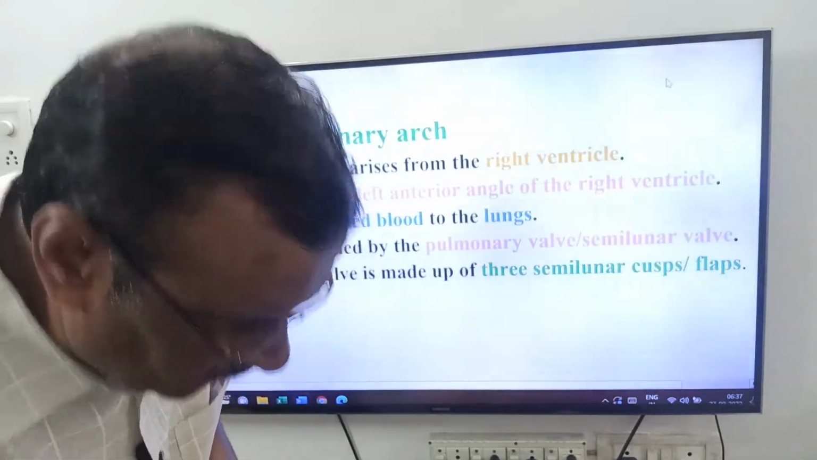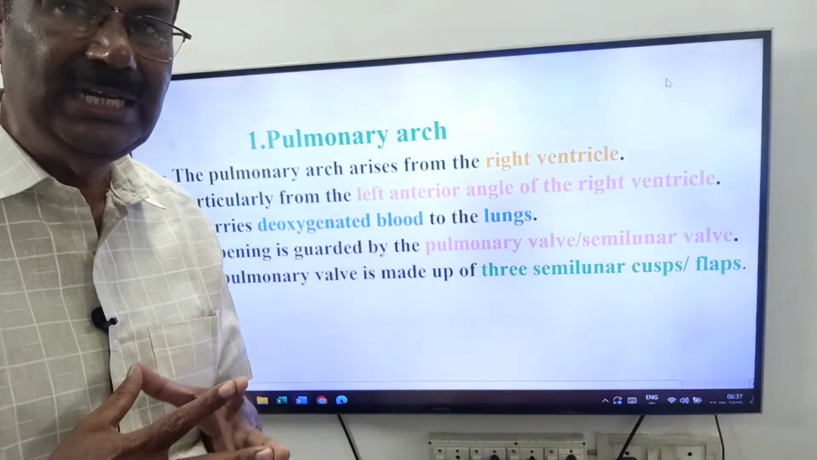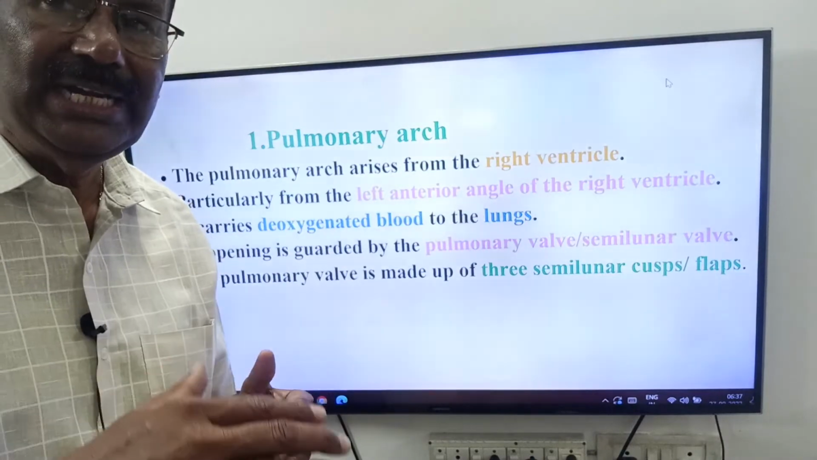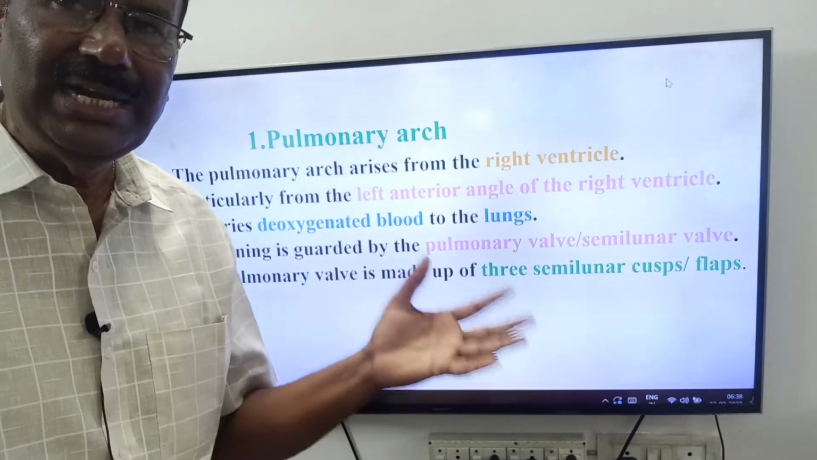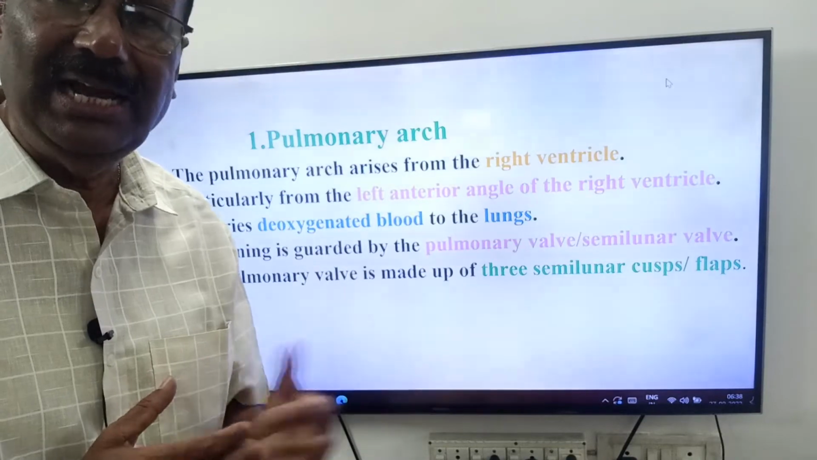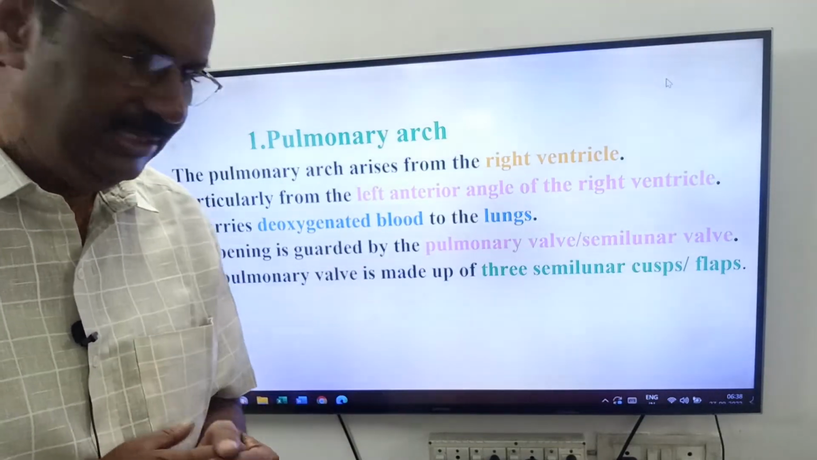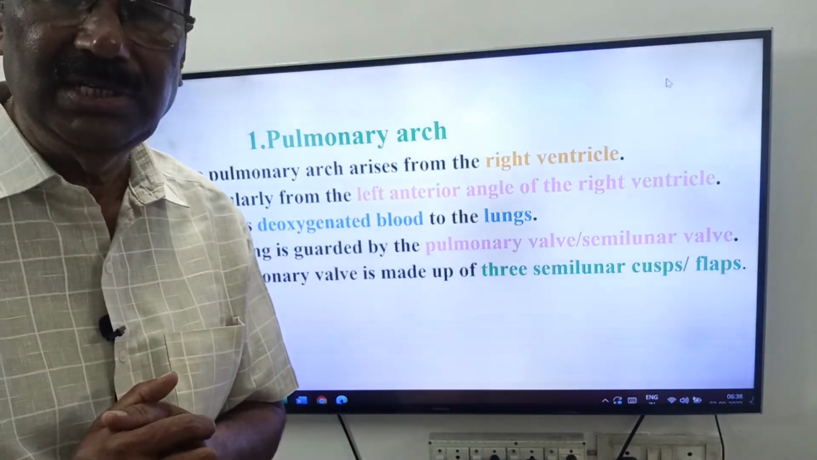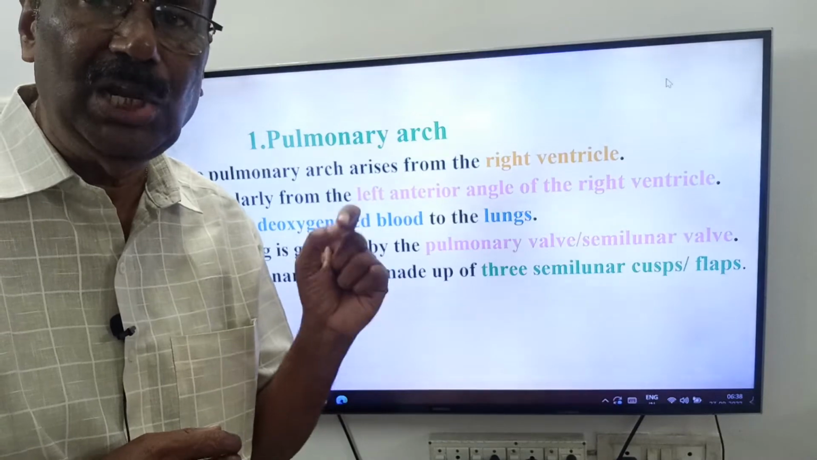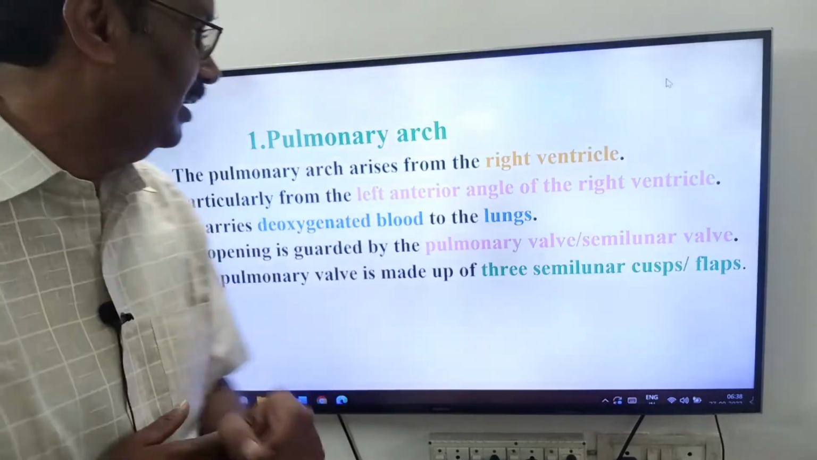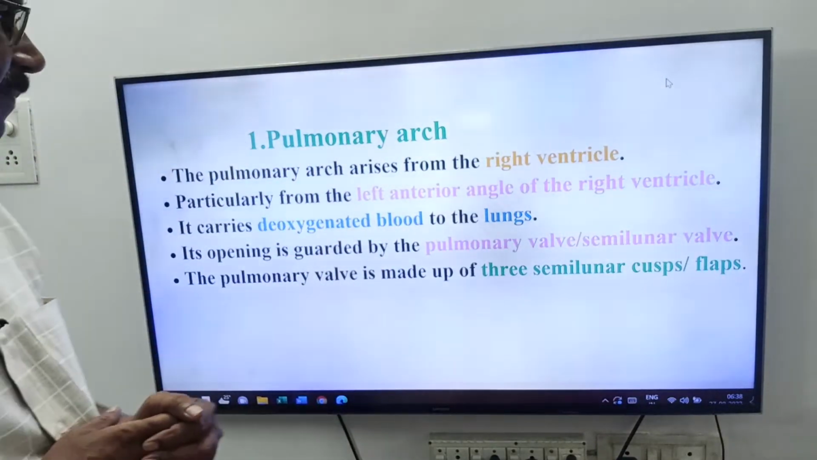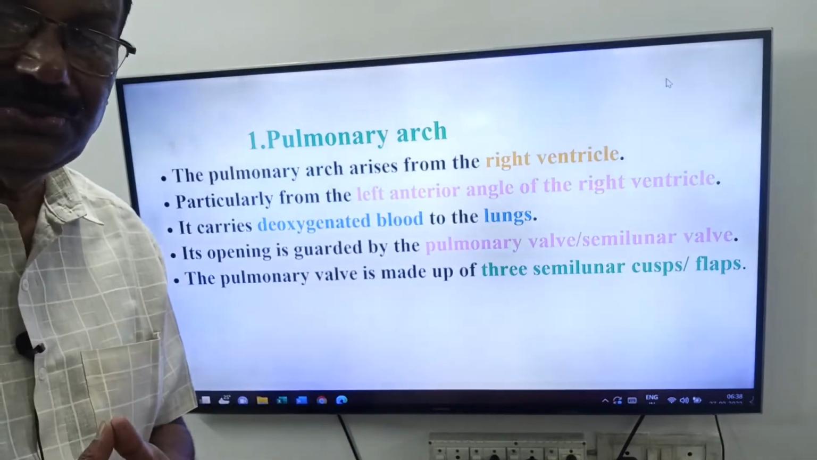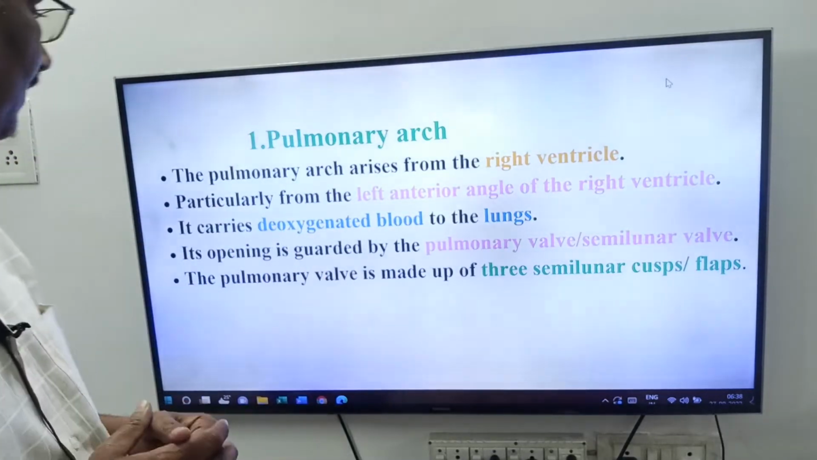Come to the pulmonary arch, friends. Pulmonary indicates lungs. So it carries blood from the ventricle to the lungs. Which ventricle has impure blood? The right ventricle has impure, deoxygenated blood. So the right ventricle pumps blood to the lungs for purification through a main artery. What is that artery? Pulmonary arch or pulmonary aorta. It arises from the right ventricle. That is the simple one.